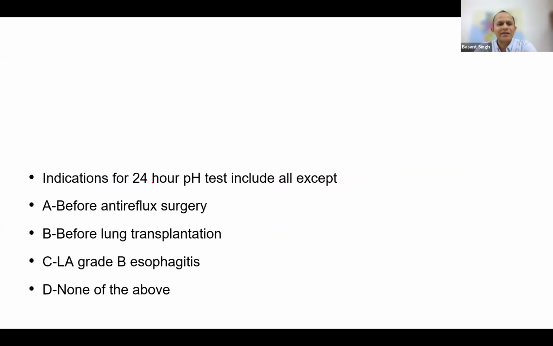Indications for 24-hour pH test include all except: before anti-reflux surgery, before lung transplantation, LA grade B esophagitis, none of the above. So these are all indications. The point is that people do the anti-reflux test before lung transplantation also, because reflux causes bronchiolitis obliterans. So some centers do fundoplication before lung transplantation. This is the only point I wanted you to know. The rest I think everyone knows.